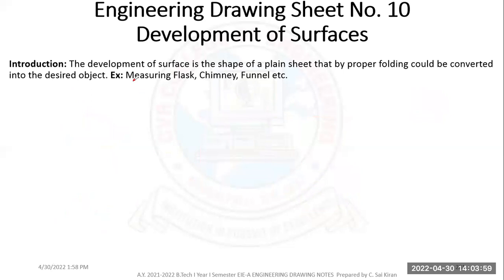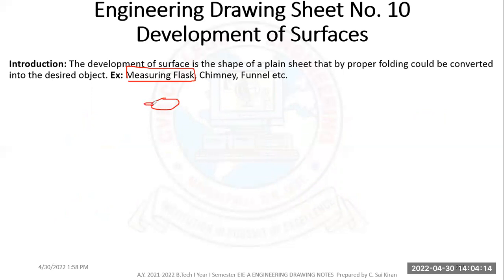An example of a surface is a measuring flask. If you take a measuring flask, you can see any measuring flask. Suppose you have a measuring flask.